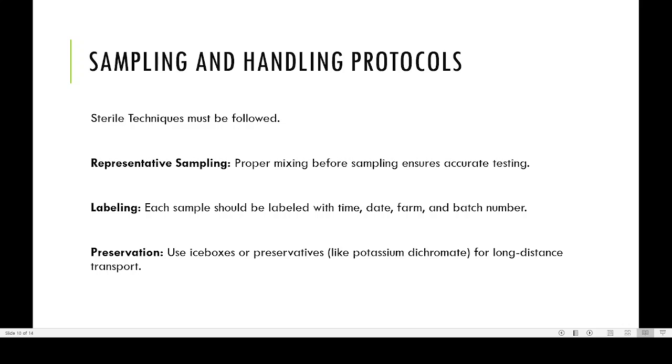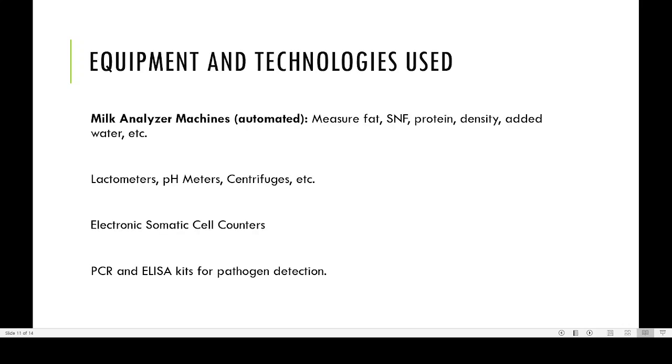Then preservation: use an ice box or preservatives like potassium dichromate for long distance transportation. So a little bit of potassium dichromate, if you are transporting from maybe Tamil Nadu, and they are selling to Kashmir, it takes 1 or 2 days. So that way we have to make sure that proper preservation has to be done.